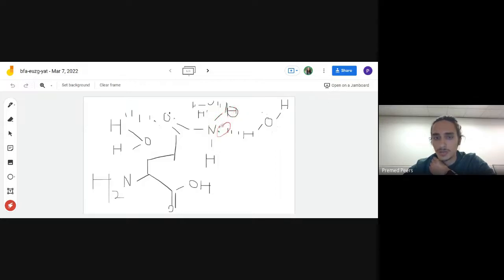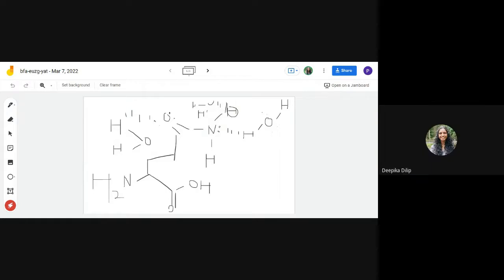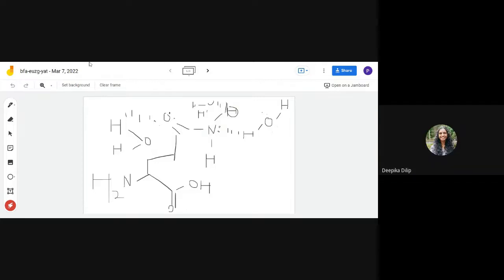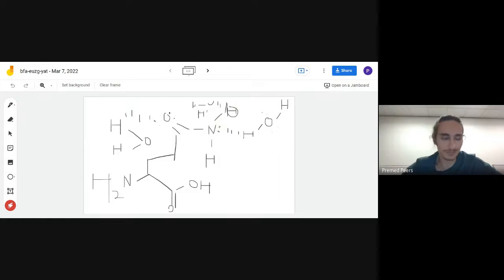The lone pairs here can serve as a hydrogen bond acceptor. Okay, so got it. It does serve as both hydrogen bond donor and acceptor, but most importantly, it does contribute to hydrogen bonding. Okay, sounds good. Does that make sense? Yeah, I wanted to sanity check. Oh yeah, of course. Do you have any questions that we can work out together?